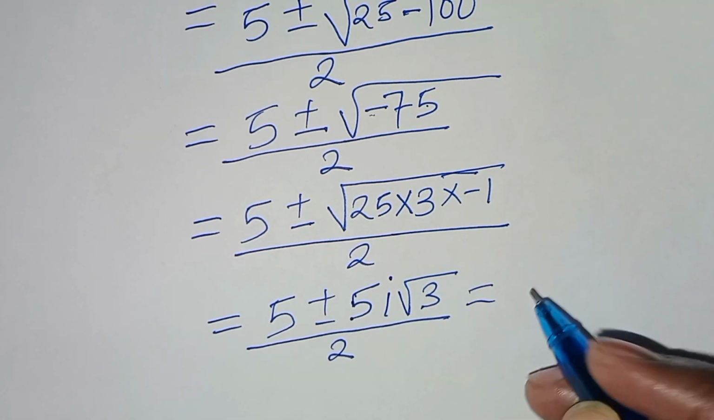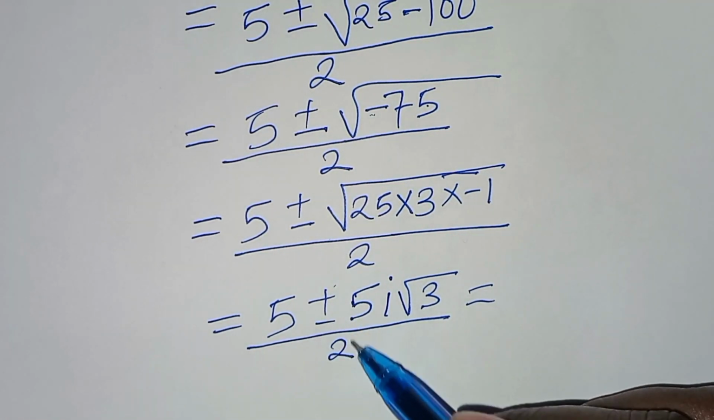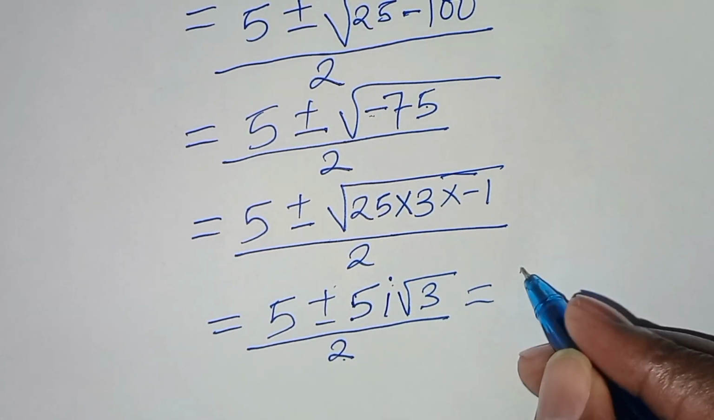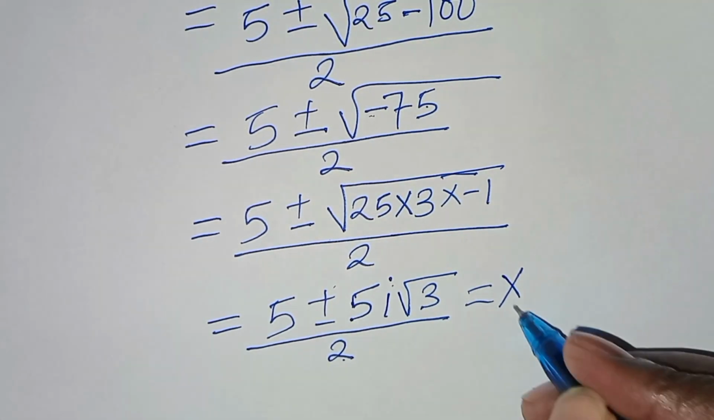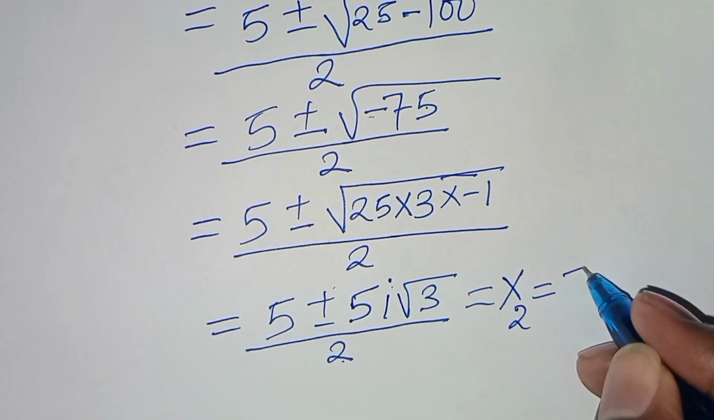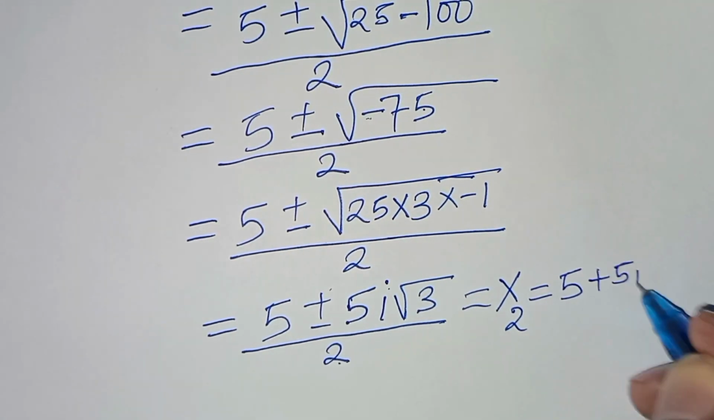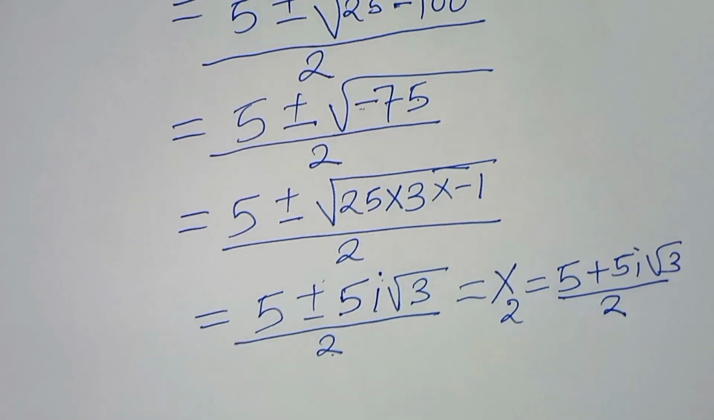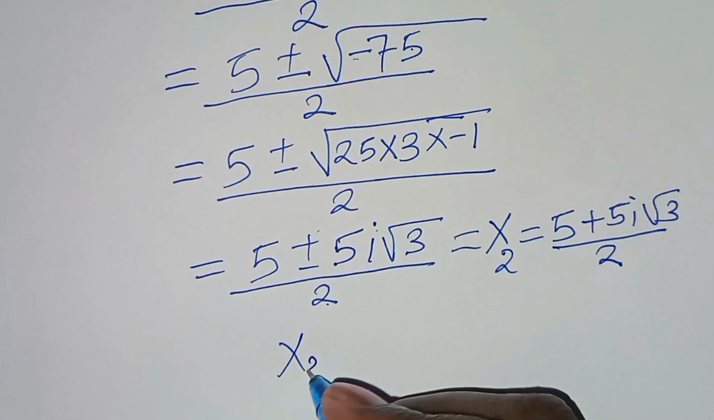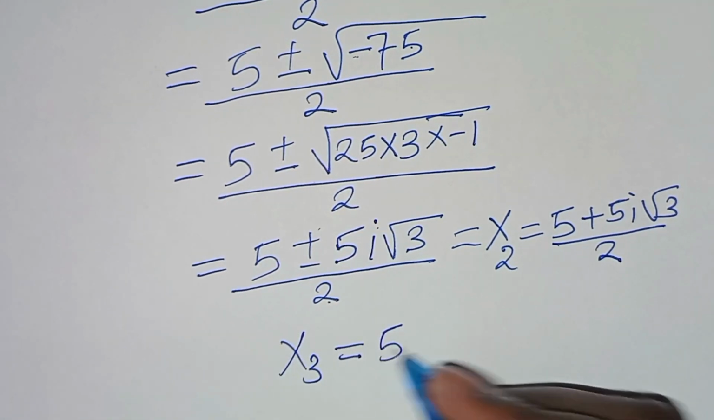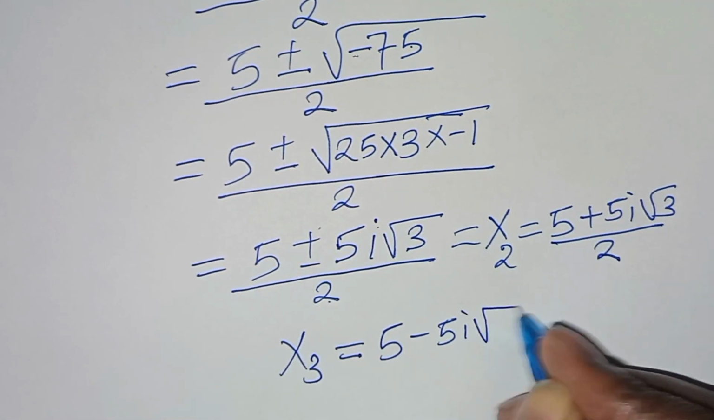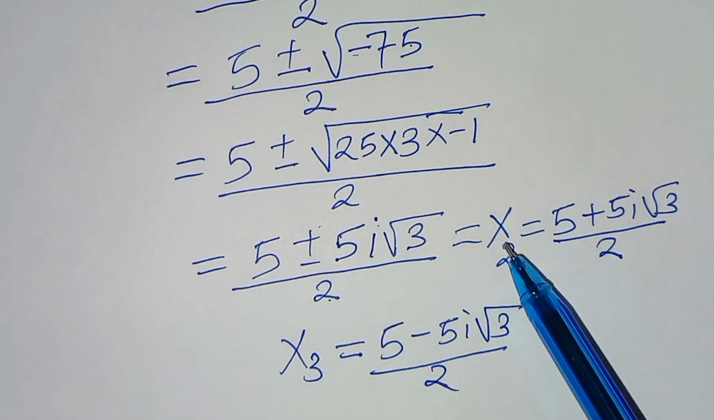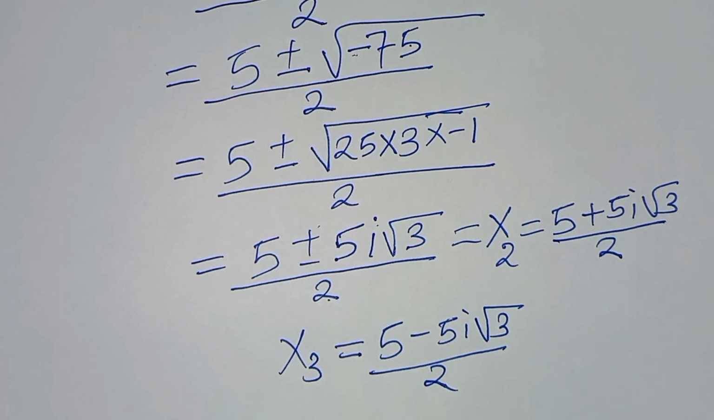Now here we have 5 plus or minus 5i square root of 3 divided by 2. So that means that we have x2 equal to 5 plus 5i square root of 3 divided by 2, and we have x3 equal to 5 minus 5i square root of 3, all this divided by 2. So we have x2 and x3. So let's proceed to solve case 2.